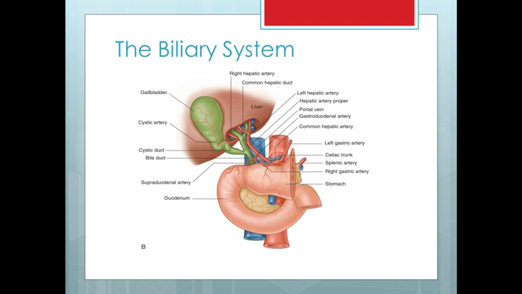Bile is formed in the liver and stored in the gallbladder. It is composed of bile salts, pigments, cholesterol, mucin, and other organic substances.